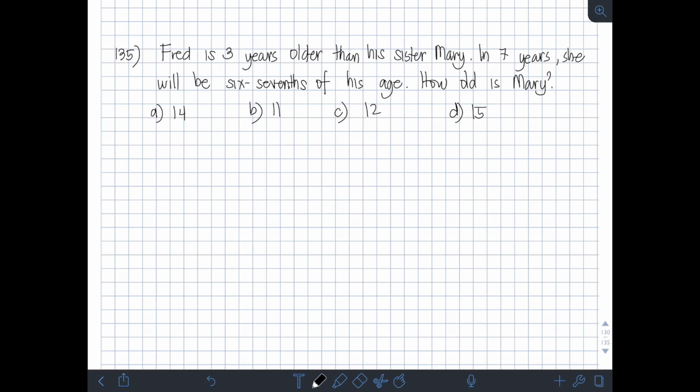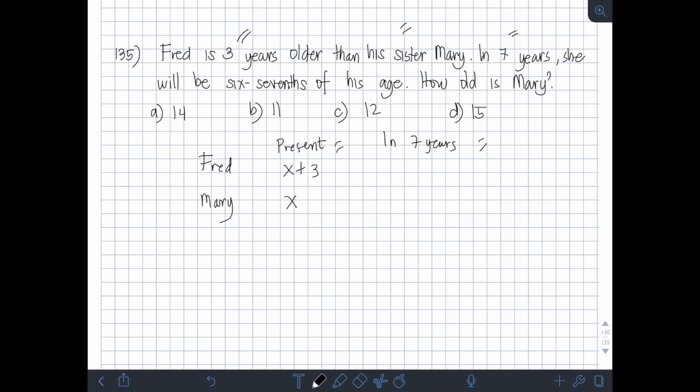So, meron tayong dalawang persons involved. So, si Fred at yung sister niya na si Mary. So, gawa tayong table. So, gawa tayo ng column para sa present age nila. And then, since ang given is in 7 years of future age, so, gawa din tayo ng column doon. So, in 7 years. So, sa present age, gagamitin natin yung sentence number 1. So, sabi, Fred is 3 years older than his sister Mary. So, kung ililet natin na x si Mary, dapat yung edad ni Fred is x plus 3 kasi mas matanda siya ng 3 years. Okay? Ngayon, kapag fill up pa natin itong edad nila in 7 years, so kapag future, magdadagdag tayo ng plus 7.